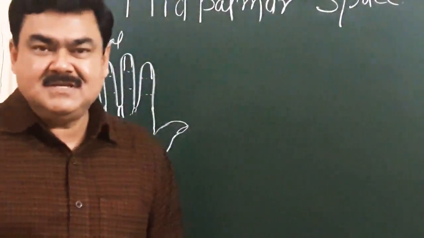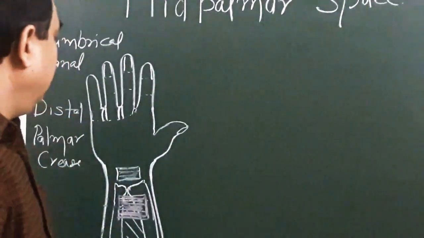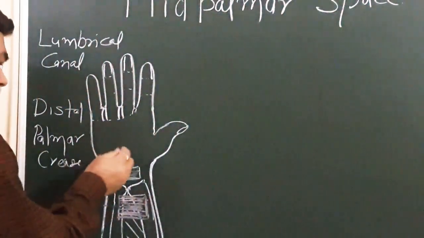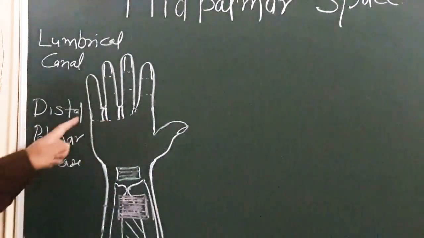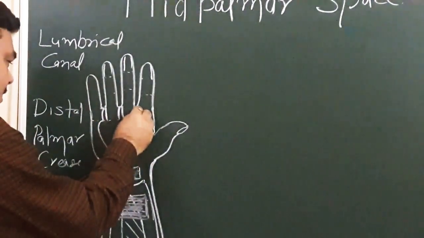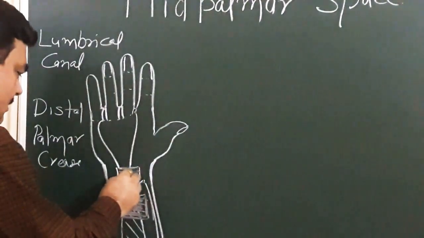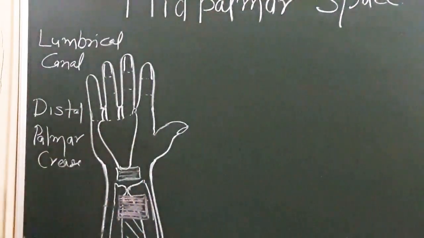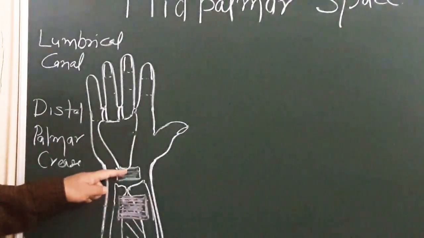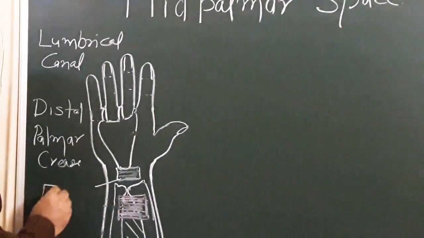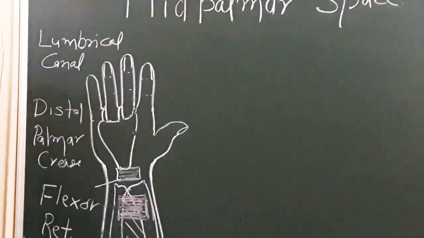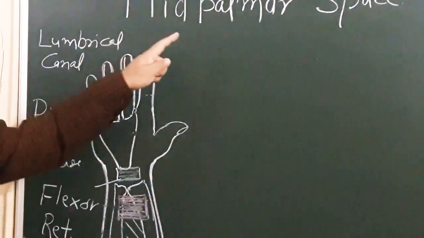This mid-palmar space is triangular in shape, present on the medial half of the hollow of the palm, and it extends vertically from the distal palmar crease to the distal margin of the flexor retinaculum. So this is the mid-palmar space.